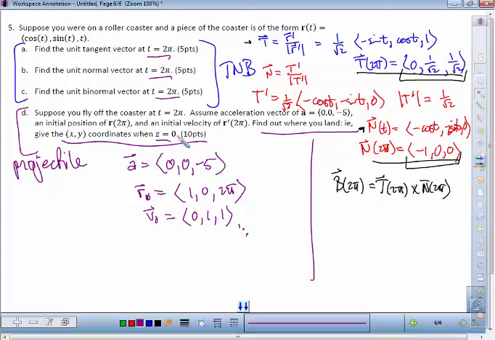Okay? Anything else? So the last one, some fill in the blanks kind of thing.